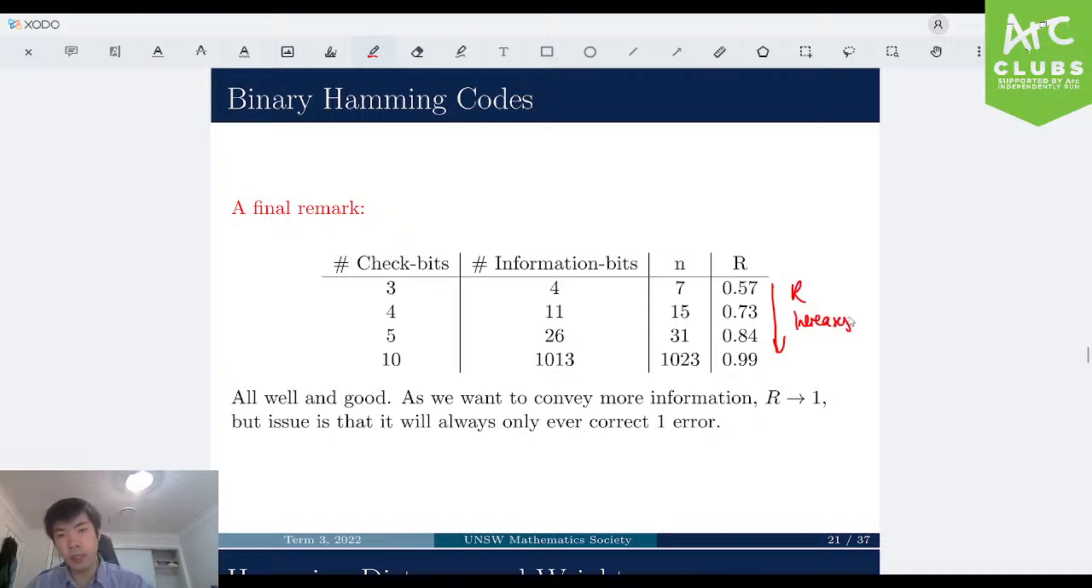That's really good. But the issue with binary Hamming codes is you will only ever be able to correct up to 1 error. By design, this code can only correct up to a single error. So it's great that as we increase the amount of information that we want to send, the efficiency goes up. But in terms of error detection and correction, you will always only be able to correct up to 1 error, which is no good. So that's my final remark on Hamming codes.